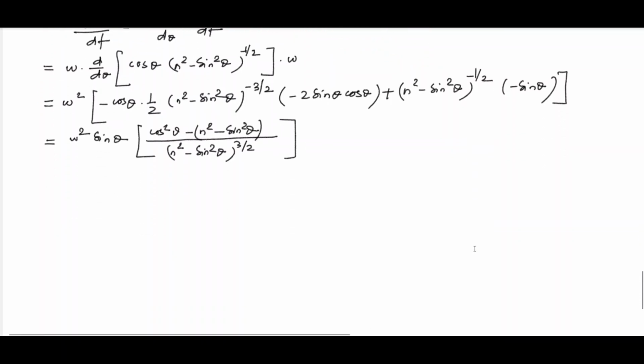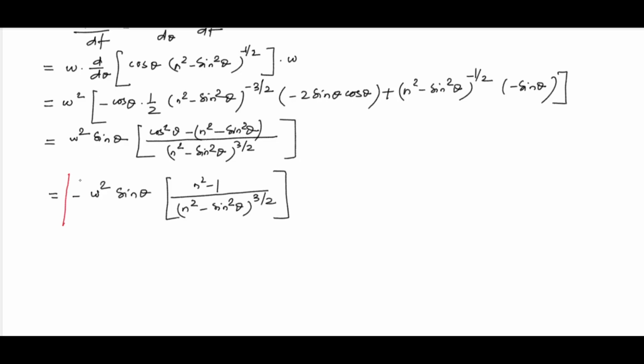Okay, or we can write this as minus omega square sin theta of n square minus 1 divided by n square minus sin square theta to the power 3 by 2. Okay, so this is the final equation for the acceleration of connecting rod. Let's say this is equation 15.